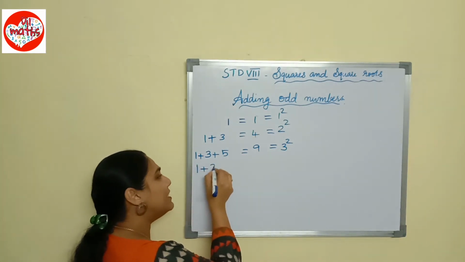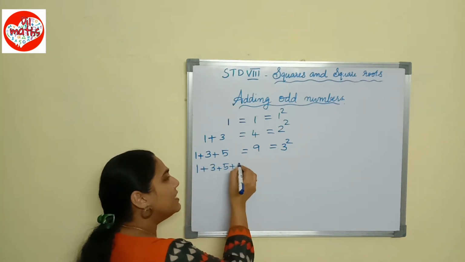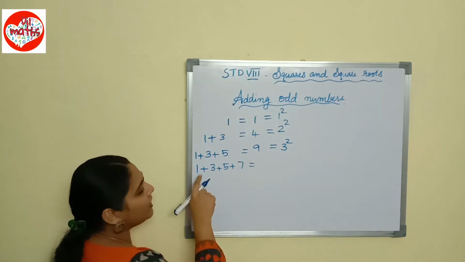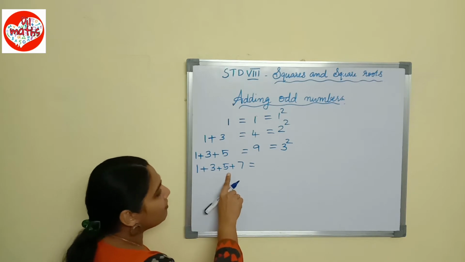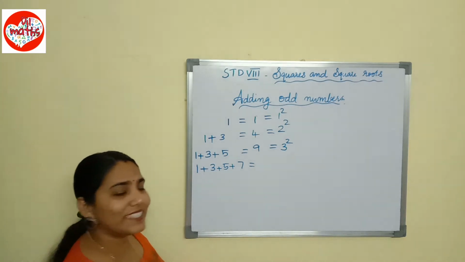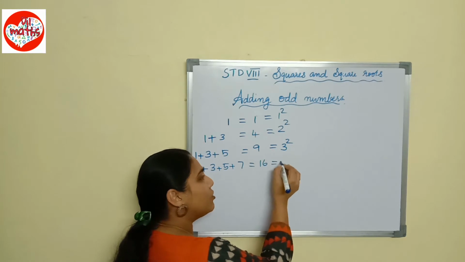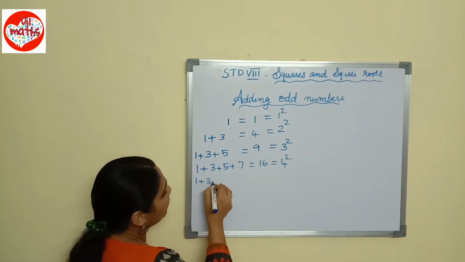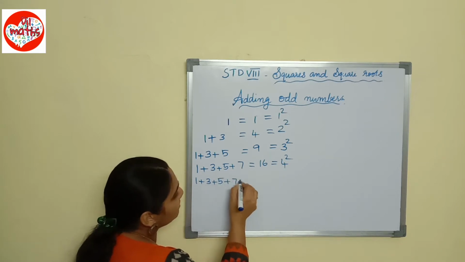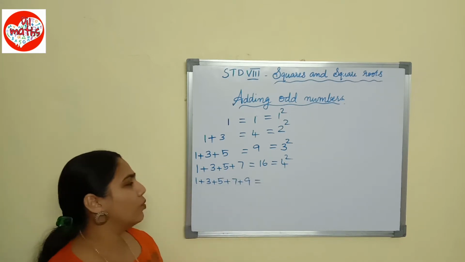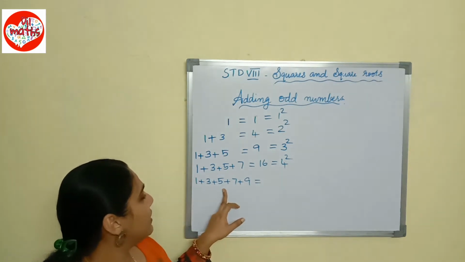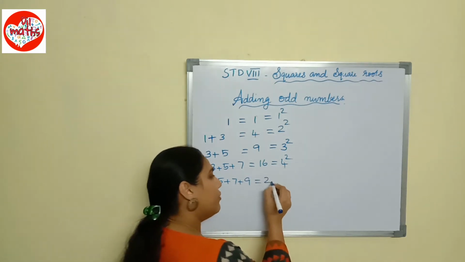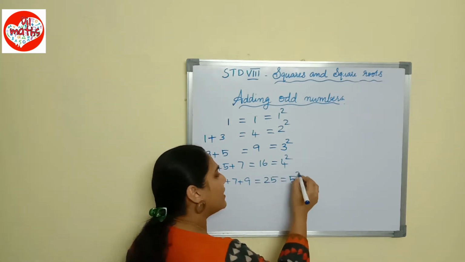Next one, 1 plus 3 plus 5 plus the next odd number, which is 7. Okay. So if you are adding, what do you get? 1 plus 3, 4. 4 plus 5, 9. 9 plus 7 is equal to 16. Isn't it? 16. That is equal to 4 square. Okay. Again I am going to add the next odd number. 1 plus 3 plus 5 plus 7 plus 9 is equal to, what will you get? 1 plus 3, 4, 4 plus 5, 9, 9 plus 7, 16, 16 plus 9 is equal to 25. That's equal to 5 square.